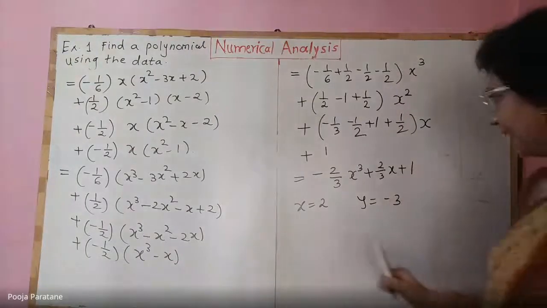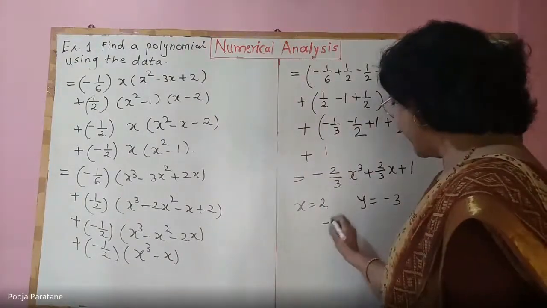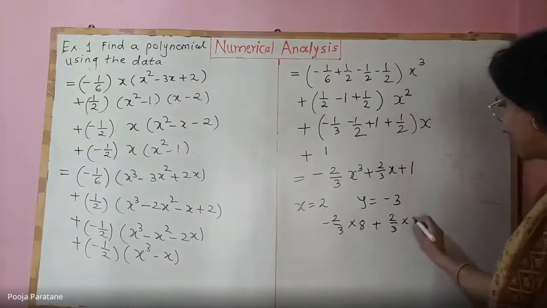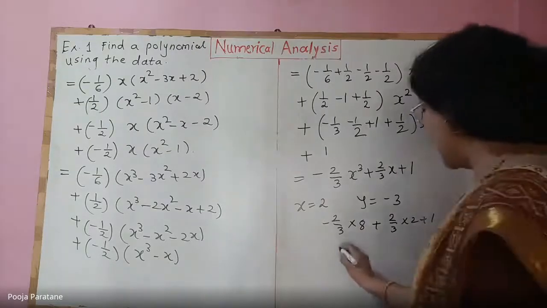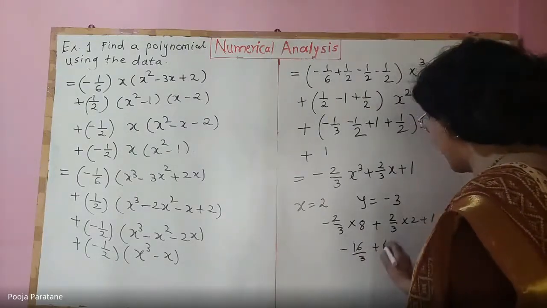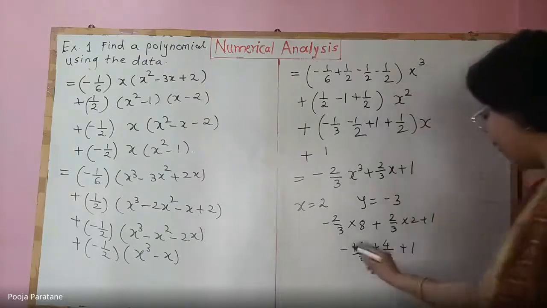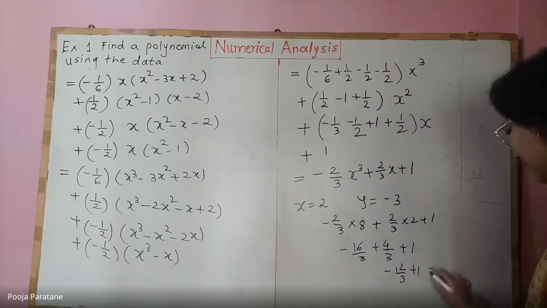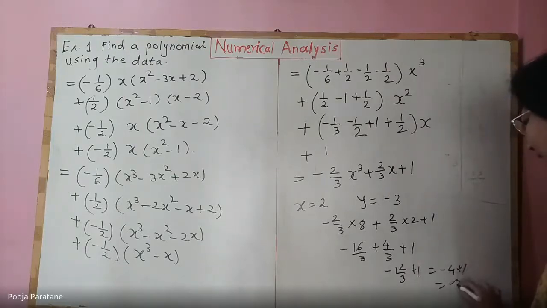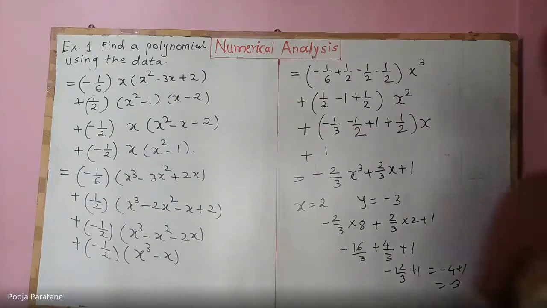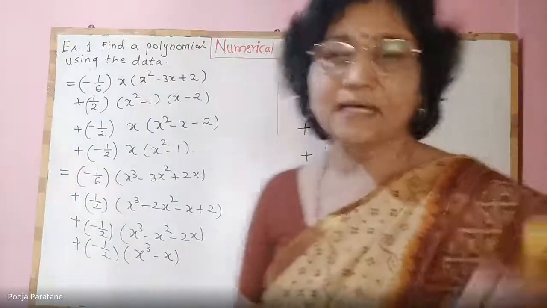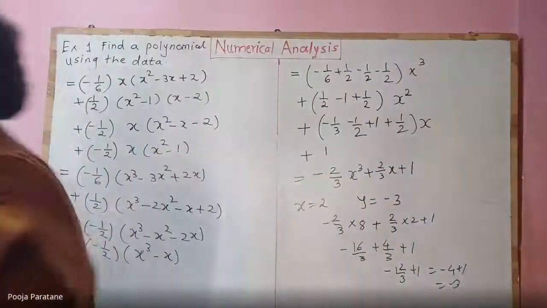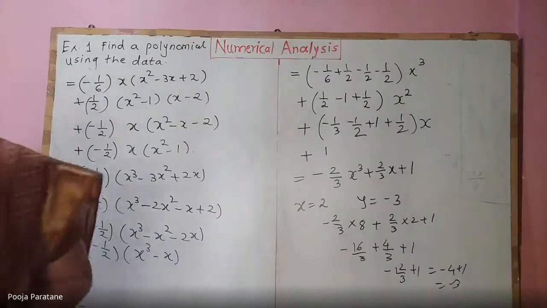Let us check whether we are getting it or not. So here if we put -2 upon 3 into 8 plus 2 upon 3 into 2 plus 1, then it is -16 upon 3 plus 4 upon 3 plus 1. So here it is -12 upon 3 plus 1. That is -4 plus 1 equals -3. So yes, we are getting the value of y as -3. So our polynomial is correct. In this way you can verify your answer.